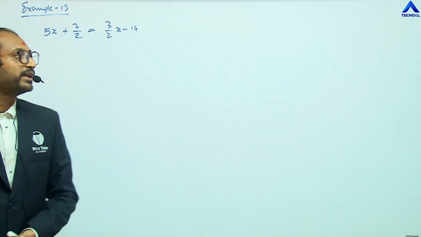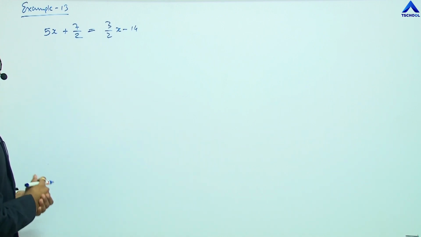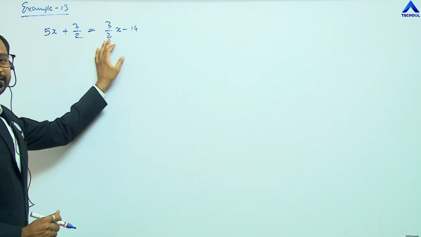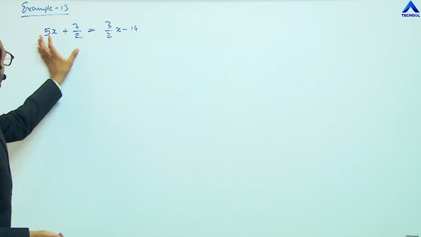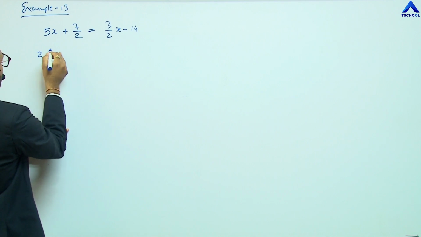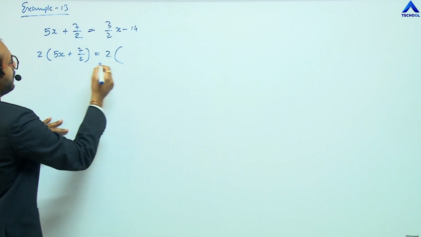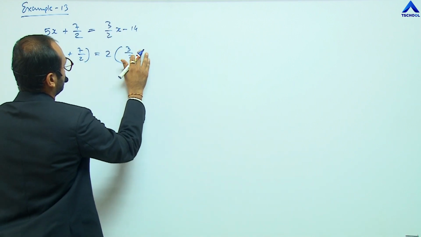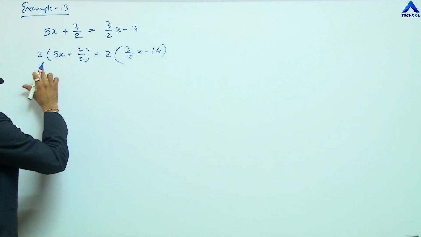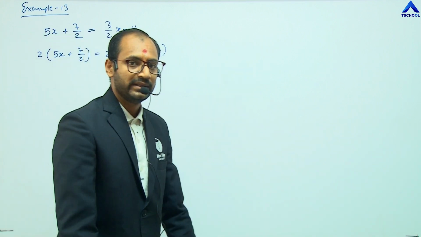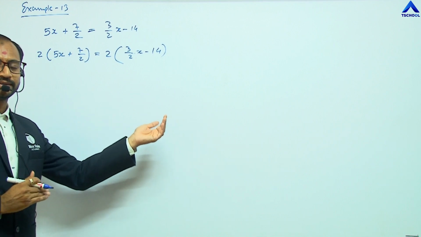Now how can we simplify this? First of all, let me remove the 2 in the denominator. So let me multiply by 2 on both sides. By multiplying by 2 on both sides, what do we get? 5x plus 7 by 2 equals, multiplying on this side also, 3 by 2 x minus 14. Multiplying by 2 on both sides will not change the result because we are doing the same mathematical process on both sides.